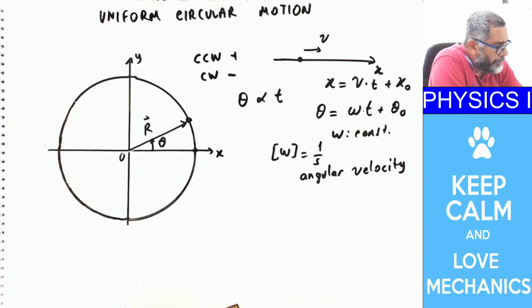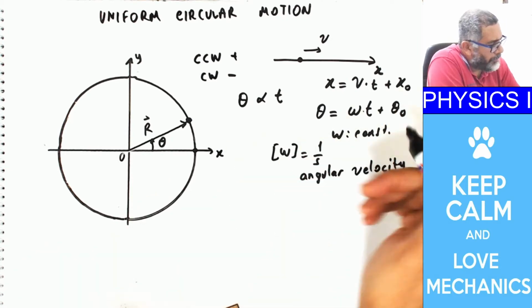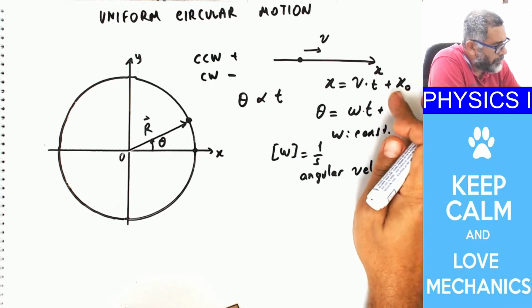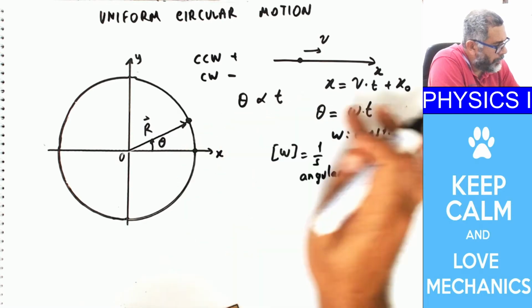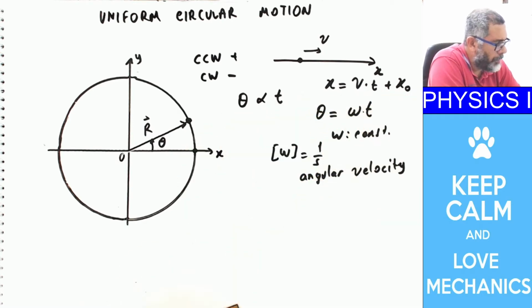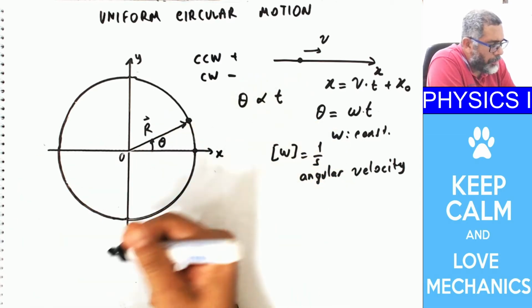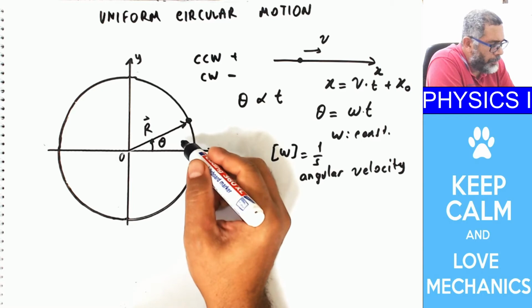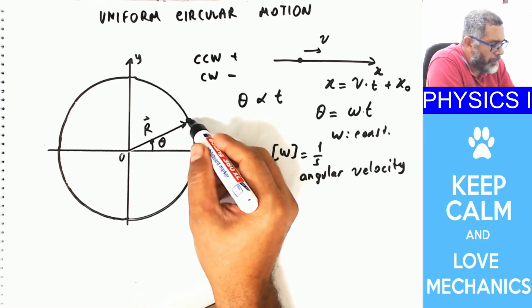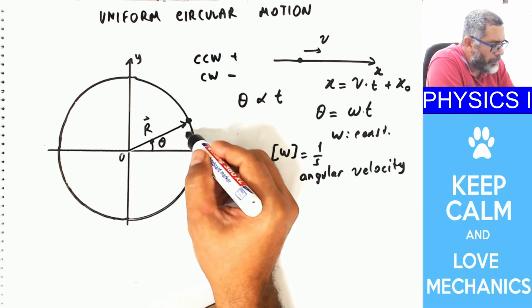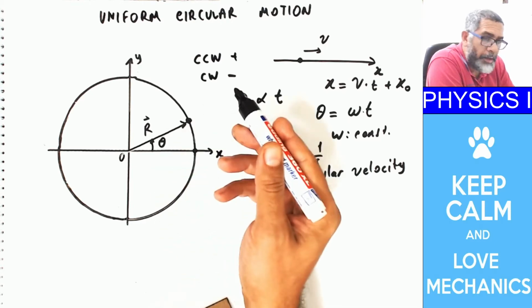All right, so in that case, let's start our motion at time t equals 0 on the x-axis. So theta is going to be omega times t. So what next? You may want to express the coordinates of this object at any time.